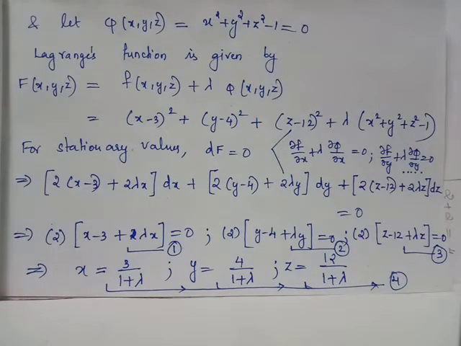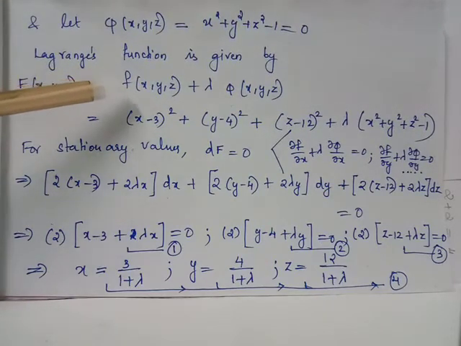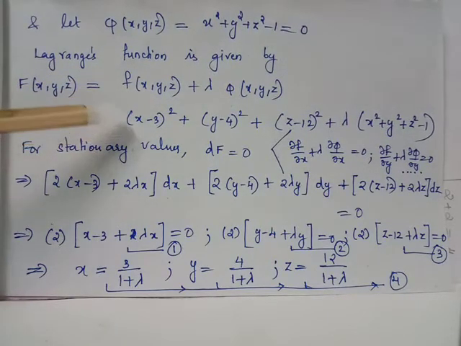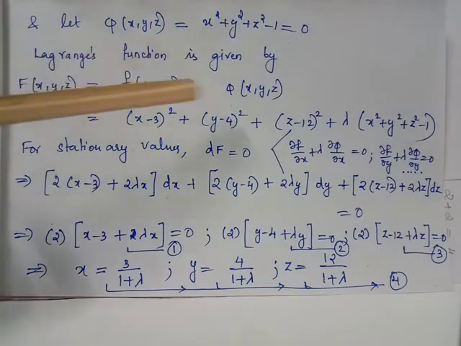Now we know the basic Lagrange's function, which is of the form capital F is equal to small f plus lambda times phi. We write the well-defined expression for capital F, which is the Lagrange's function, using f and phi we already defined.